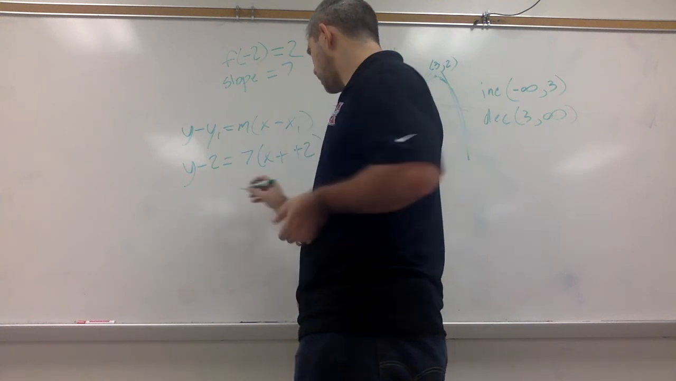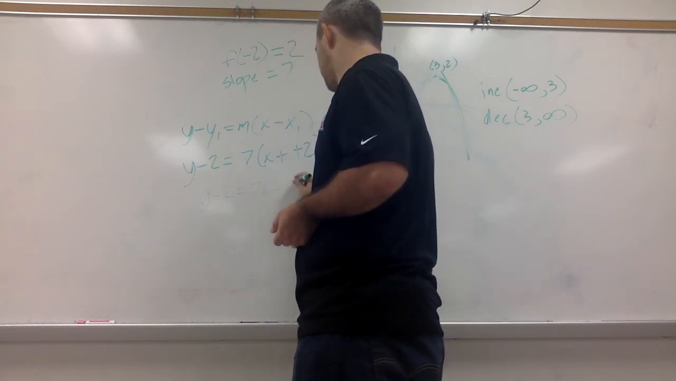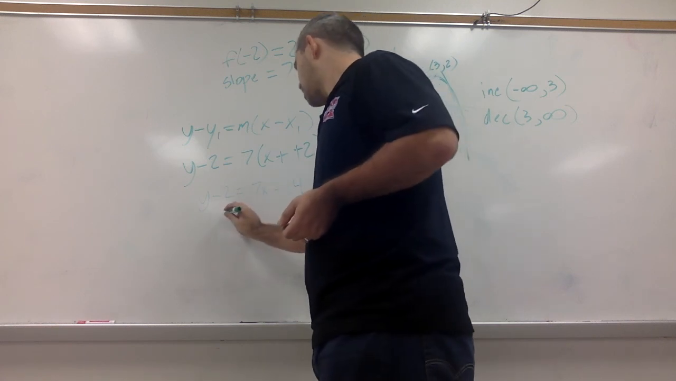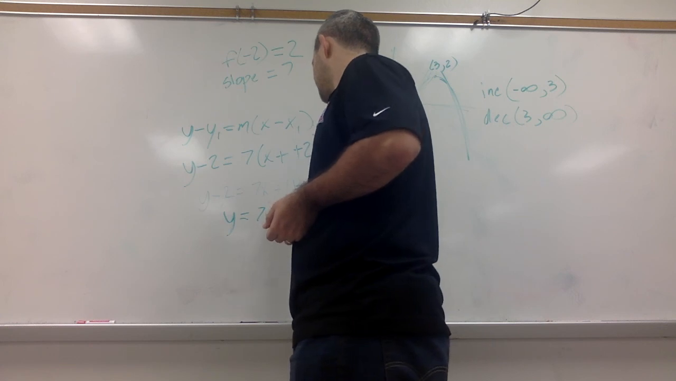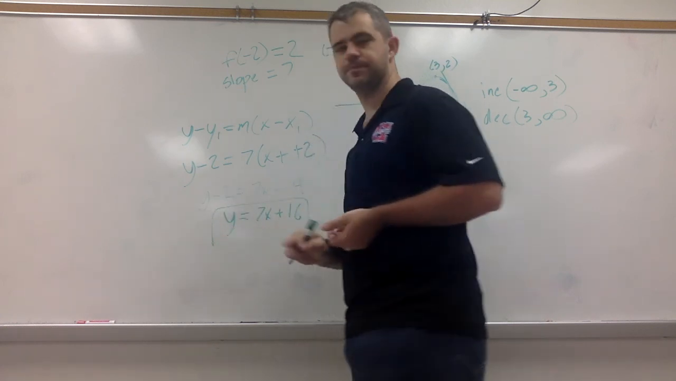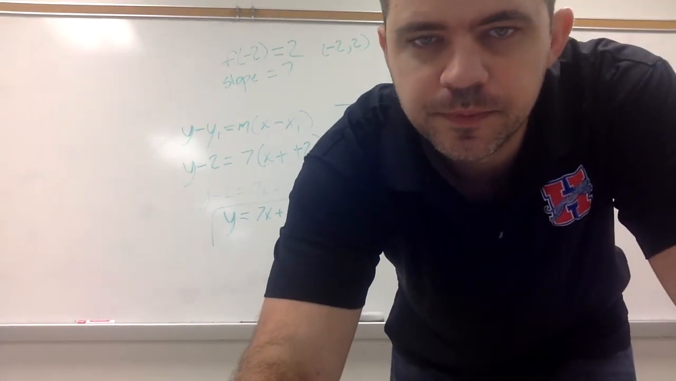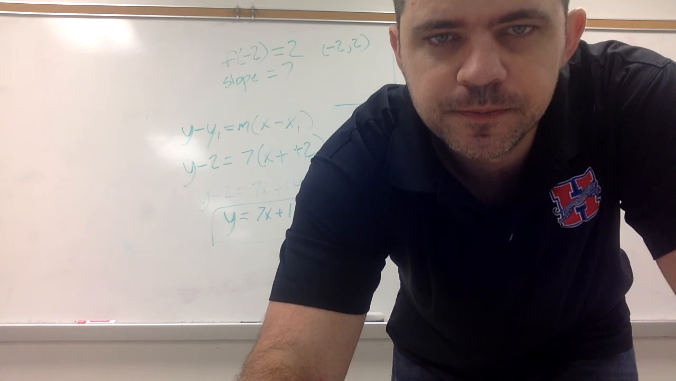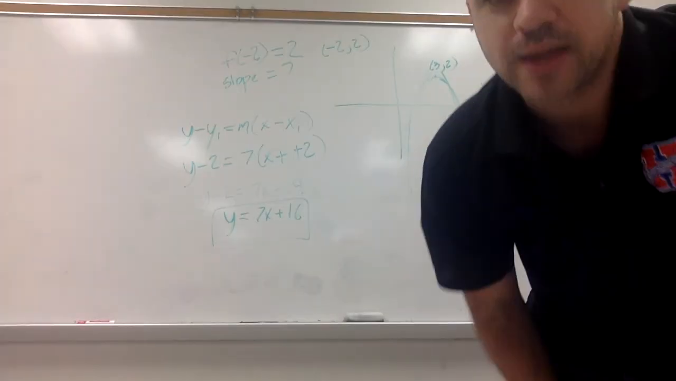So y minus 2 equals 7x plus 14. y equals 7x plus 16. Okay. All right.